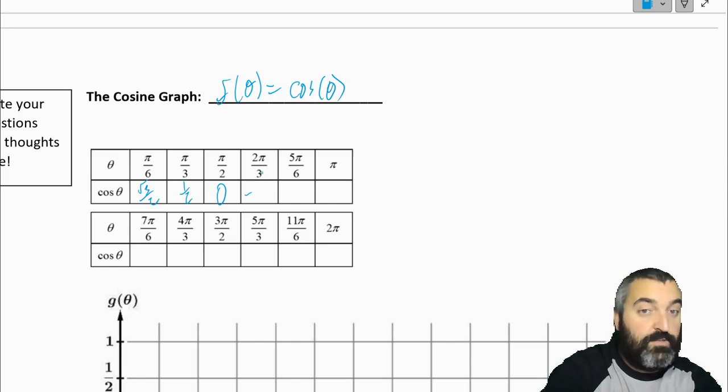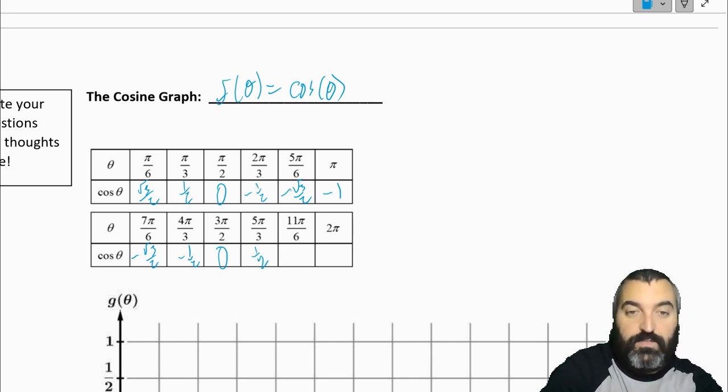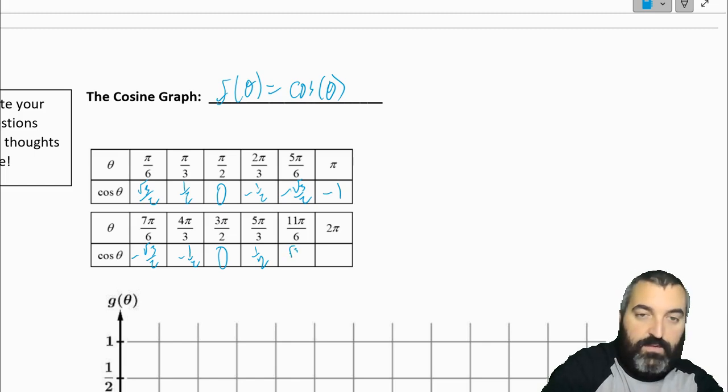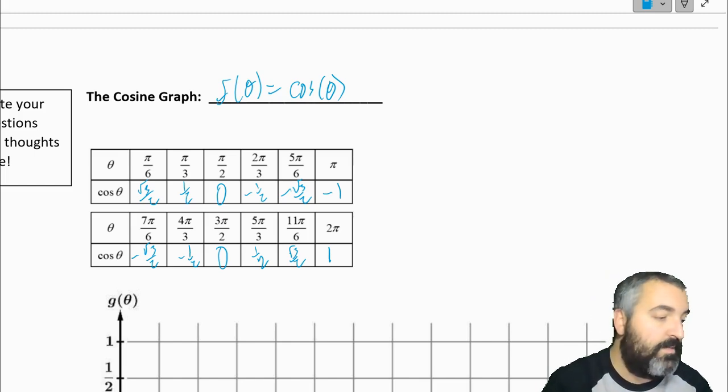And now we get into this quadrant 2, which is negative. So negative 1/2, negative root 3 over 2. Pen stopped working. There we go. Negative root 3 over 2. And then we're at negative 1 for pi. And then we're in quadrant 3. So again, still negative. And then we're at 0 again. And then we're going to be in quadrant 4, which then means the x values, the cosine values, are positive. And we get that. And then at 2 pi, we're at 1.